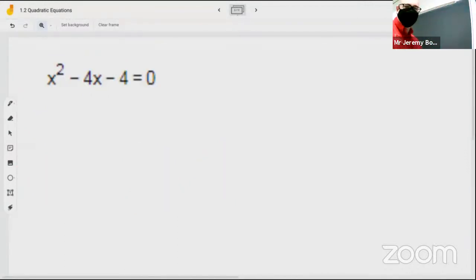We've got x squared minus 4x minus 4 is equal to 0. You're going to get into a tough spot at one point, maybe, and see if you can figure it out. And we'll go over it. The good thing about this one is that it's already in the form ax squared plus bx plus c. Our a is 1.